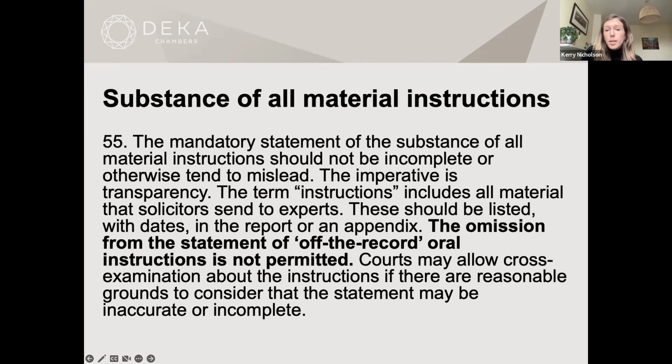That duty to be independent also extends into covering the substance of all material instructions. Basically, there's no such thing as an off-the-record instruction, and everything they've been instructed to do must be noted down. They can't leave things off book, as it were.